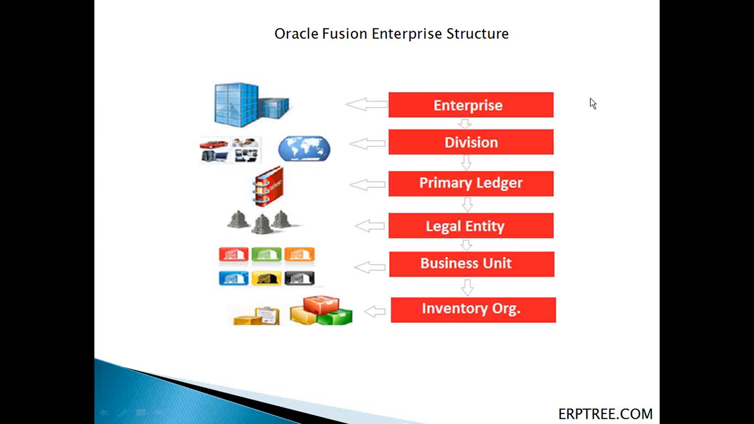So when you talk about EBS solution, we can have one or multiple business groups as per a business requirement, how you want to manage the HR information. So you can have one or multiple business groups in EBS, but when you talk about Fusion, at the top level we have enterprise.